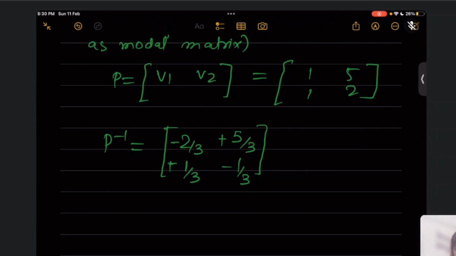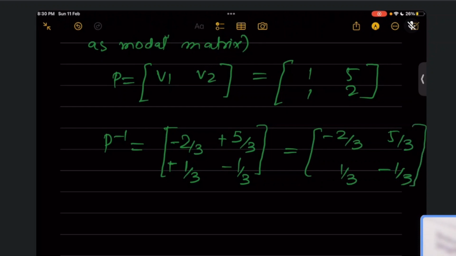Everyone got it? Minus 2/3, 5/3, 1/3 and minus 1/3. This is the inverse.